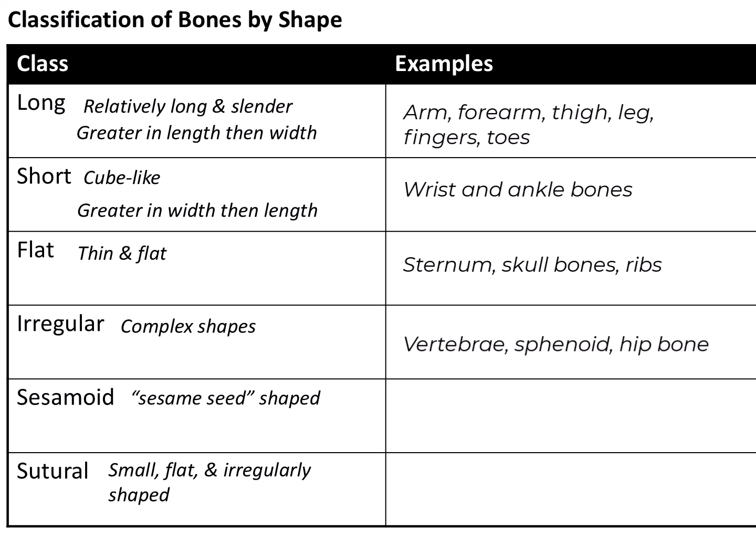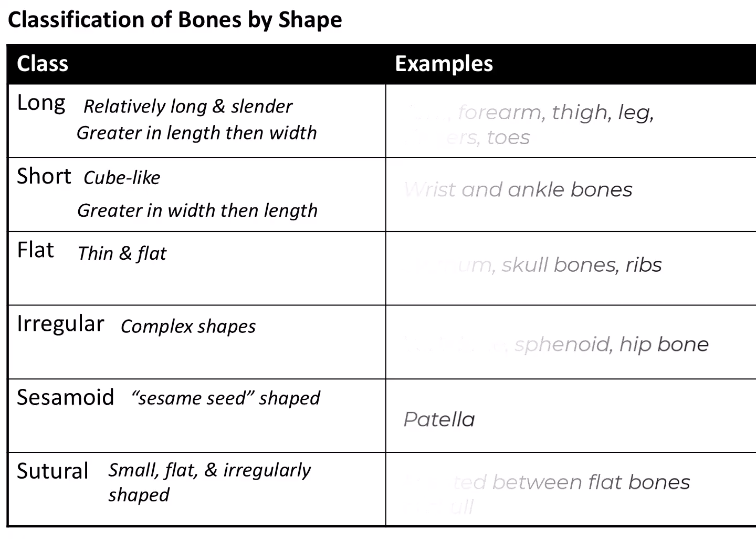Sesamoid bones are sesame seed-shaped bones and include the patella. Lastly, sutural bones are small, flat, and irregularly shaped bones located between the flat bones of the skull.